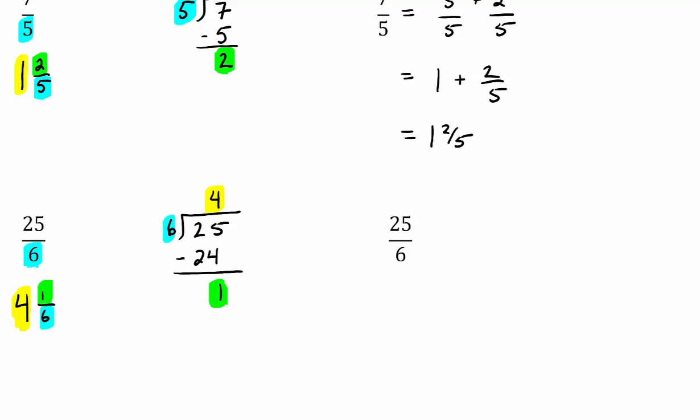Again, we could do this the other way. We could think to ourselves, what is the largest number inside of 25 or under 25 that is divisible by 6? And that answer is 24. So I could write 25 as 24 plus 1. Each of them is still over that denominator of 6. 24 divides by 6 to give me 4. And then I can just drop the plus sign and write that as 4 and 1/6.